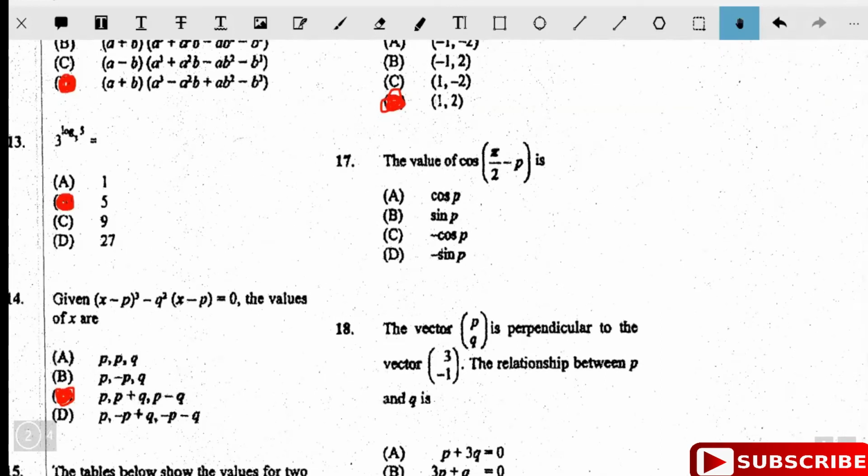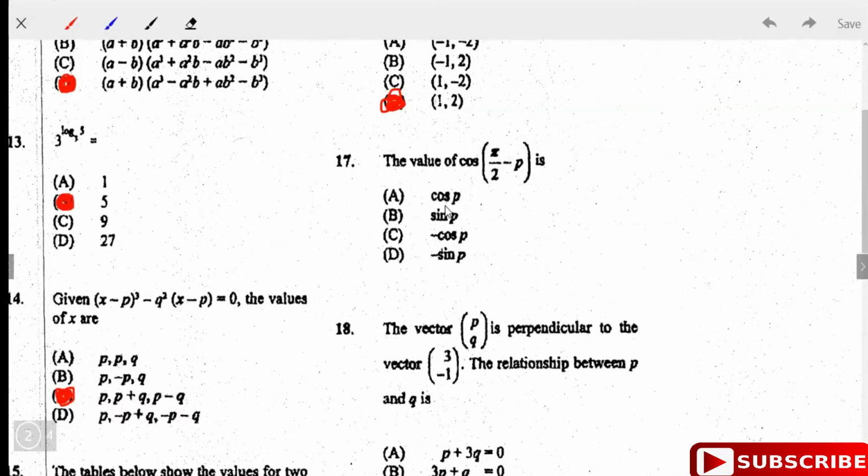Question 17. This is a repeat. Beta. Beautiful. Just to refresh our memory, it's just the expansion of cosine, where this is just going to be cosine pi by 2 times the cos of p plus the sine of pi by 2 times the sine of p. But the cos of pi by 2 is 0, and so we get 0 plus sine p. So that's beta.